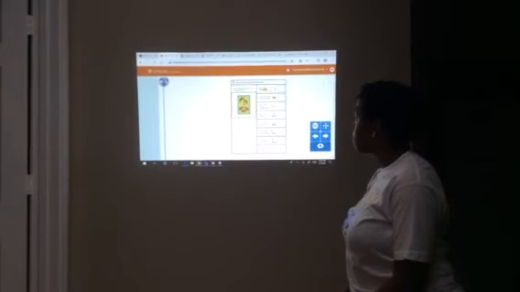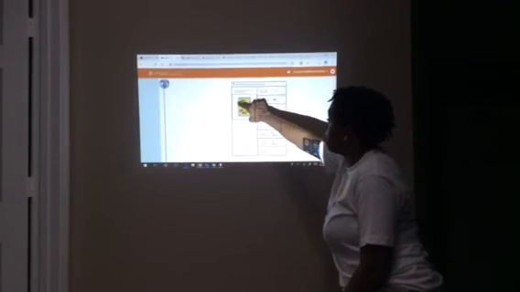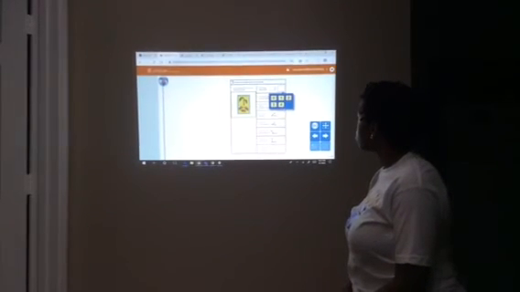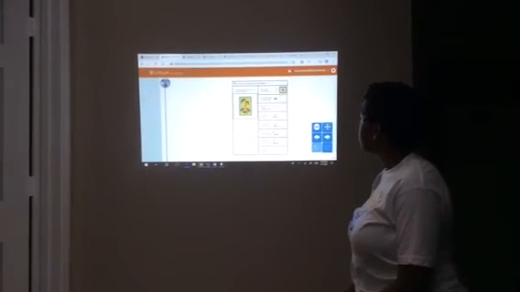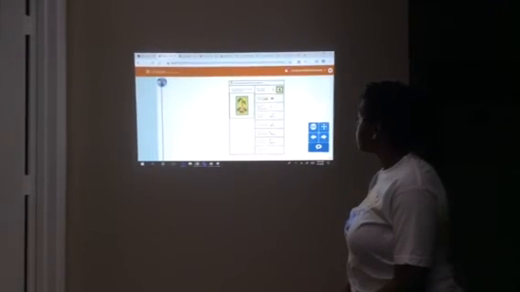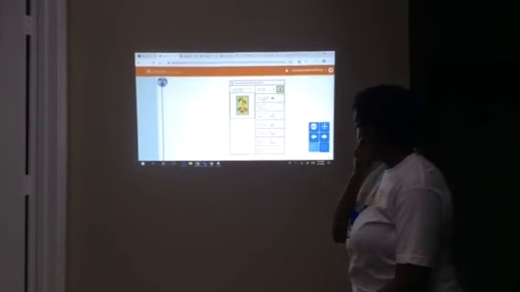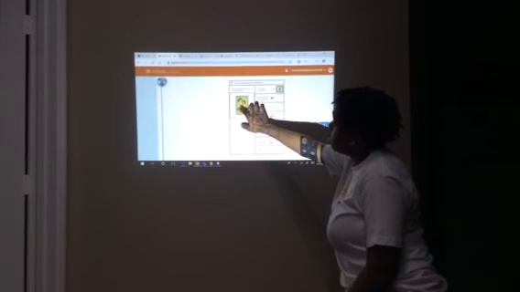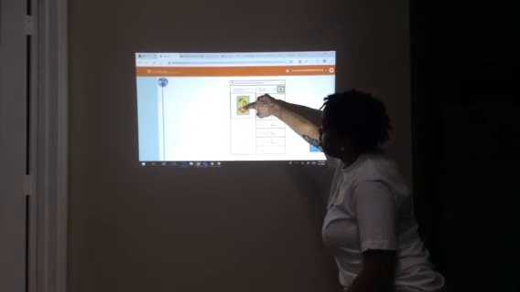How many total sides? Count the sides. 1, 2, 3, 4. 4. How many sets of equal sides? So remember, this is a rectangle. A rectangle has 2 sets of equal sides. This is one set of equal sides, and then this is another set of equal sides. I mean, the lines are the same length.